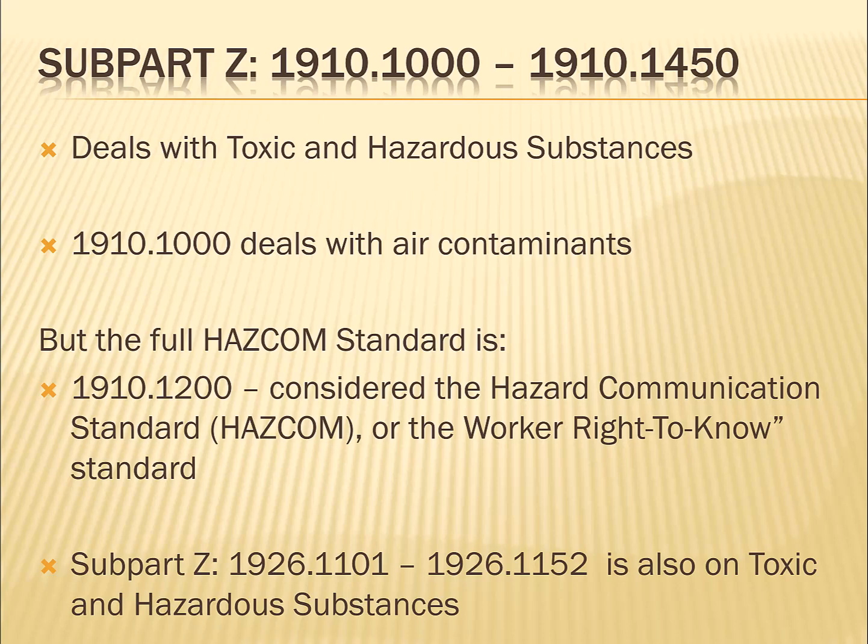But the main place is 1910.1200, the third bullet down, where it says it's considered the hazardous communication standard itself, or sometimes called the worker right to know standard, because ultimately every worker has a right to know how to handle the dangerous materials that they are dealing with. And so they need training, they need information. And that's part of what a safety data sheet does, it gives you the official information on that particular chemical or substance. There's other sections in here, but that's the main area. 1910.1200 is a general industry standard, not a construction standard.